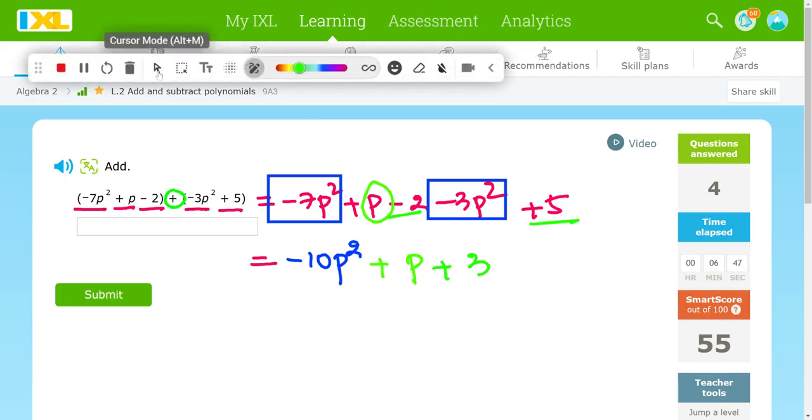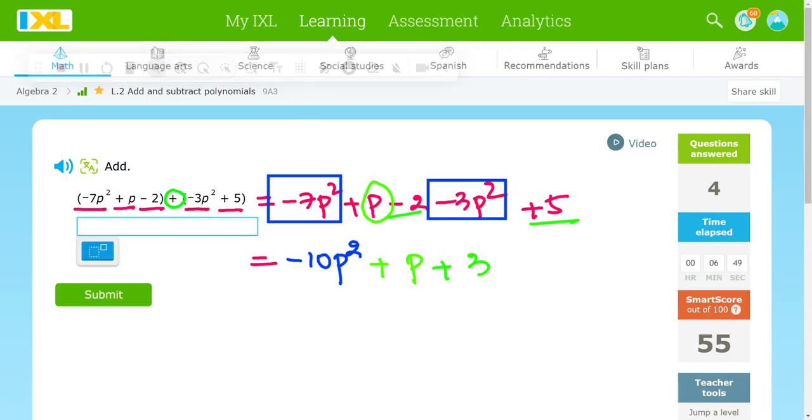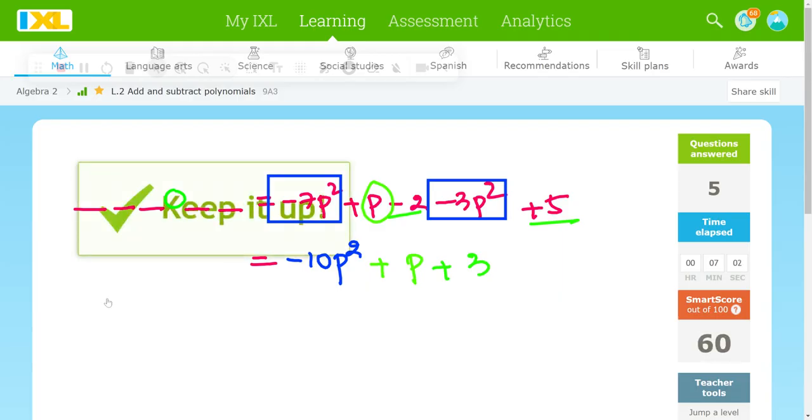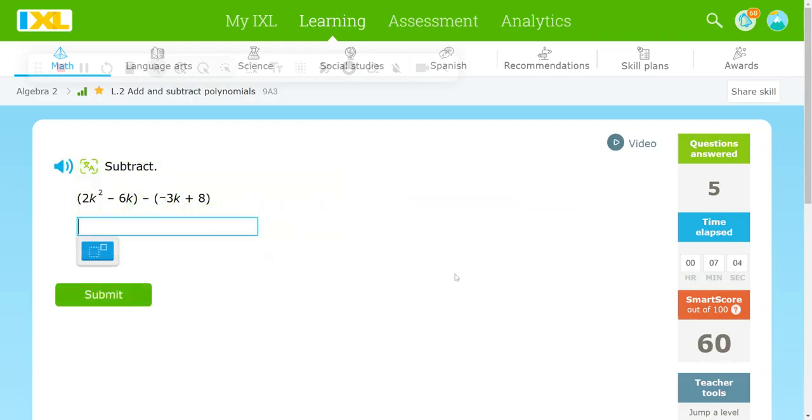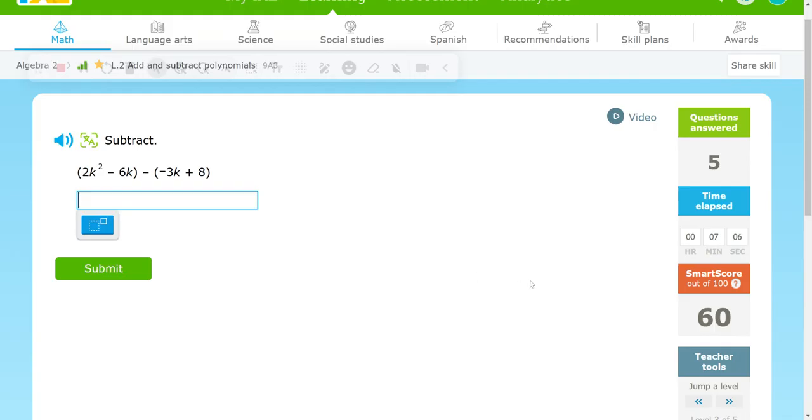I put in my answer box: subtract 10p squared, move the cursor over, plus p, and then plus 3. That's it, you guys. Submit. It said keep it up. Alright, let's do one more.